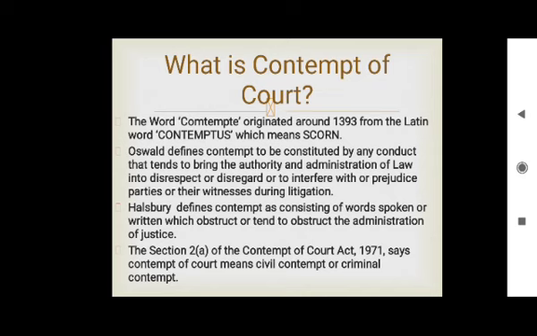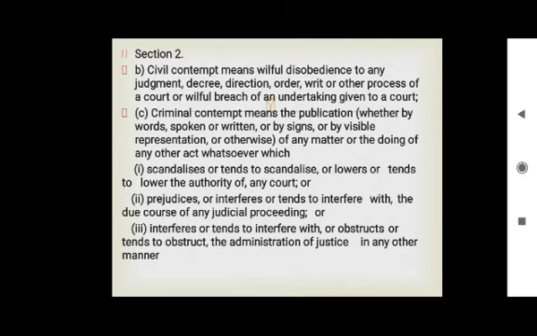It defines contempt of court only in one line. It can either be civil contempt or criminal contempt. Section 2A of the Contempt of Courts Act 1971. Do remember the act and the section. Often legal luminaries have said that this definition is not sufficient and it should be amended and a broader definition should be given. Now let's see what is civil contempt and what is criminal contempt.